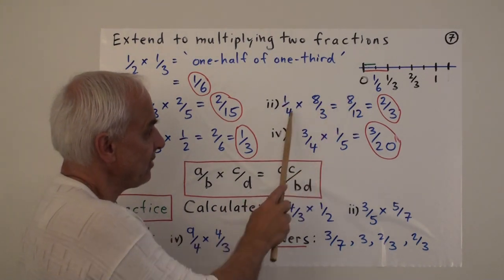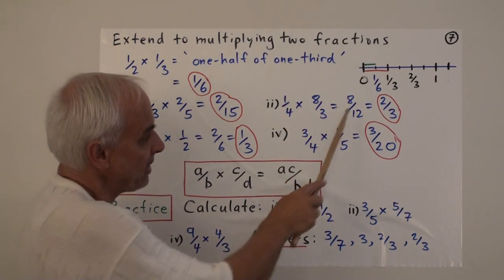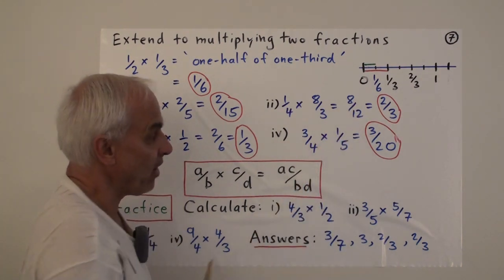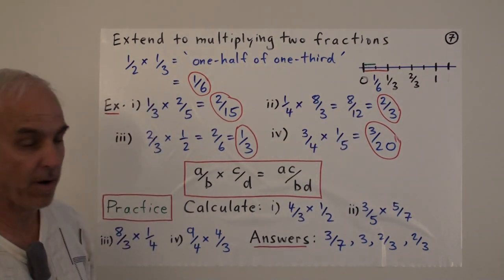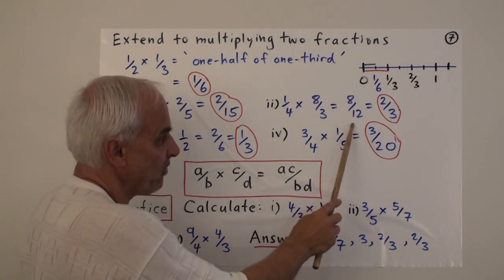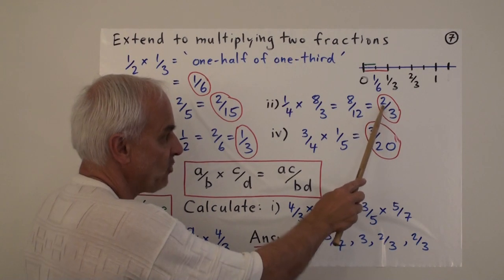1/4 times 8/3 is 8/12. And now there's a bit of cancellation that can take place because the 8 and the 12 have a common factor of 4. So we divide the 4 out. We prefer to rewrite the 8 over 12 as 2 over 3.